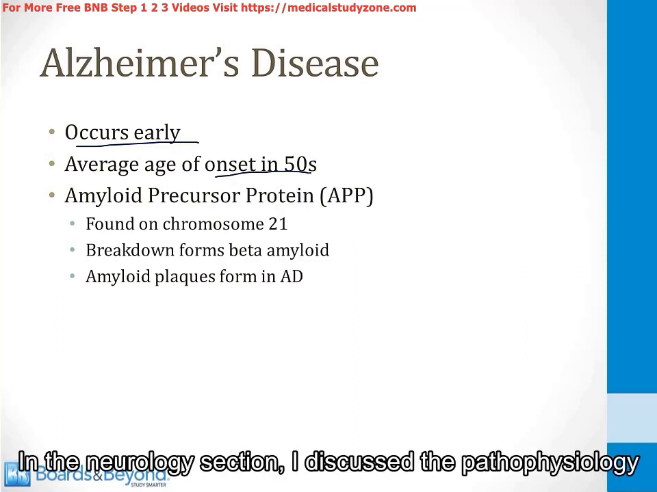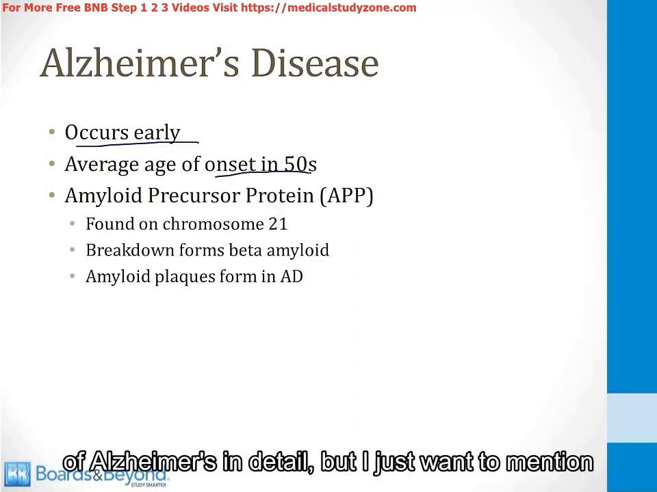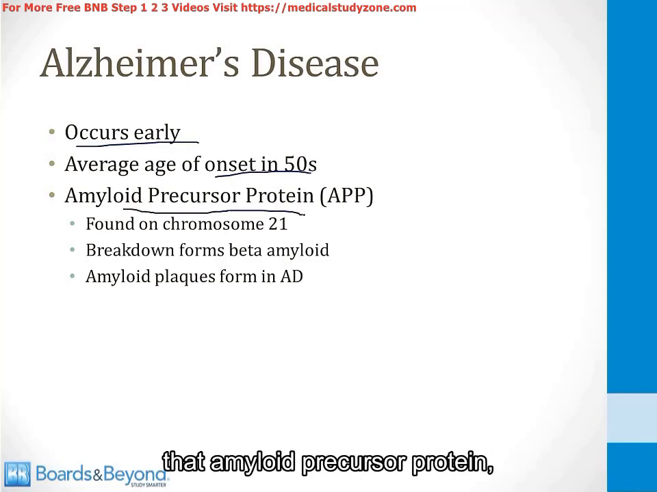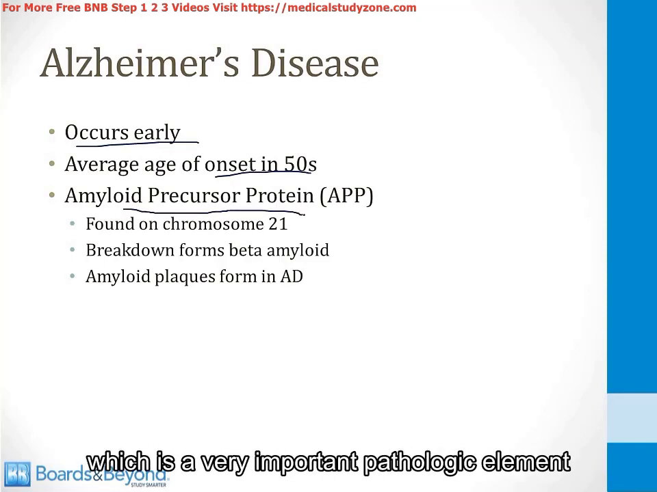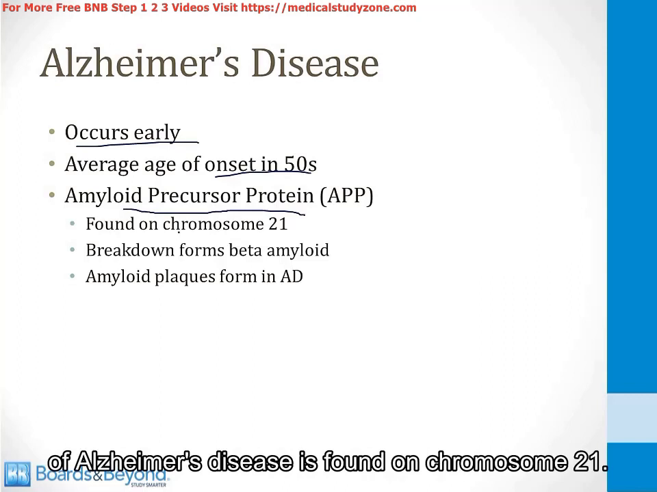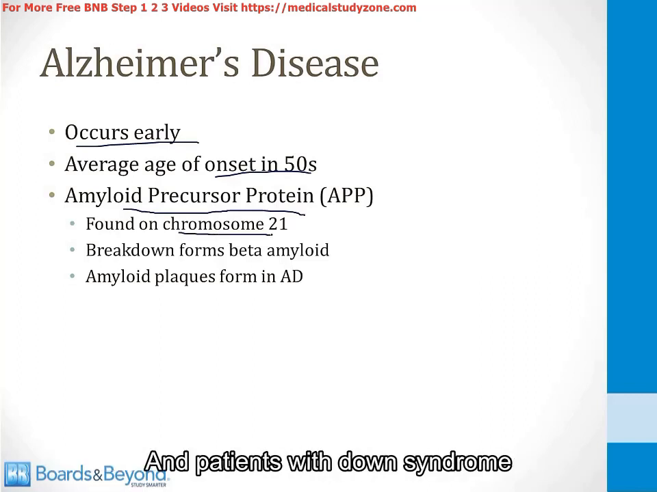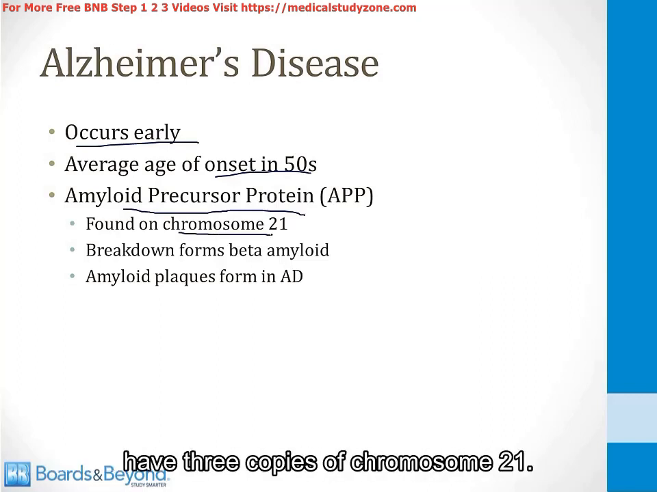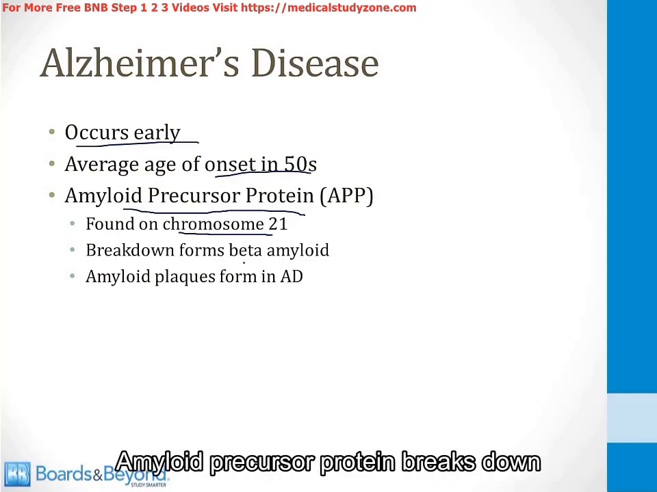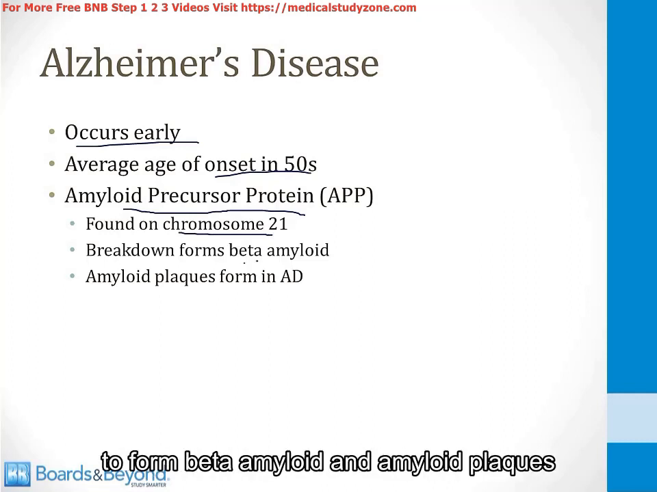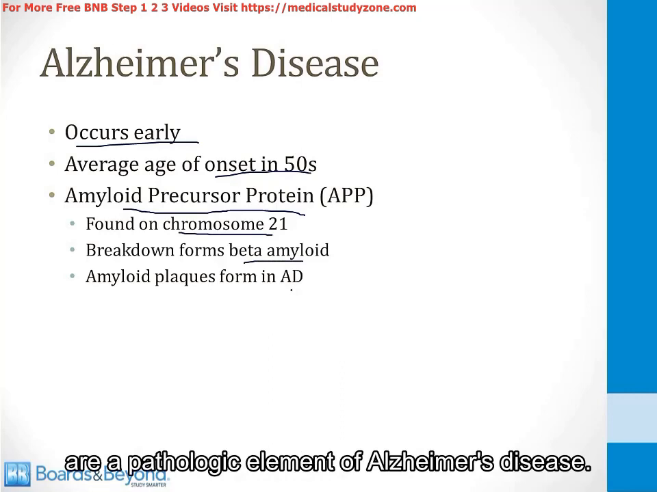In the neurology section, I discussed the pathophysiology of Alzheimer's in detail, but I just want to mention that amyloid precursor protein, which is a very important pathologic element of Alzheimer's disease, is found on chromosome 21, and patients with Down syndrome have 3 copies of chromosome 21. Amyloid precursor protein breaks down to form beta amyloid, and amyloid plaques are a pathologic element of Alzheimer's disease.